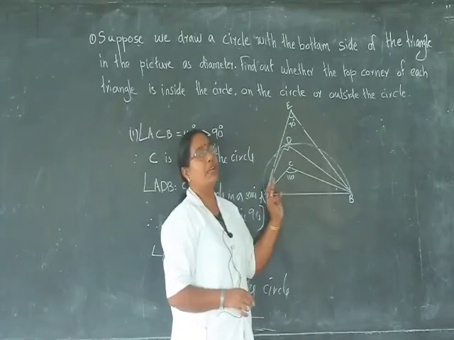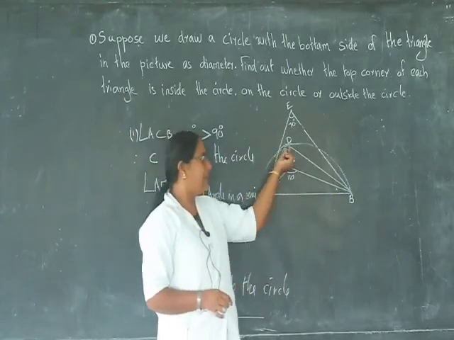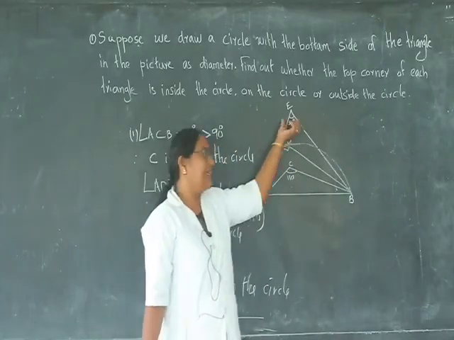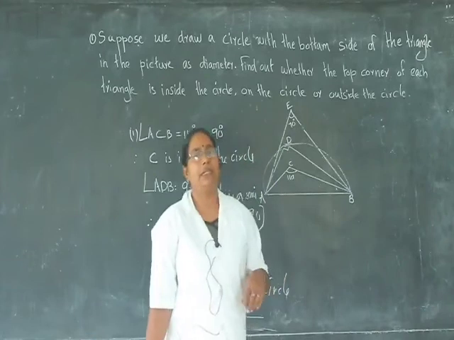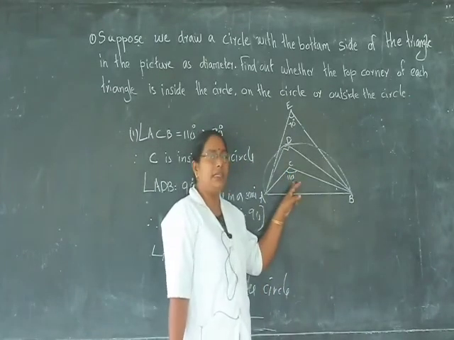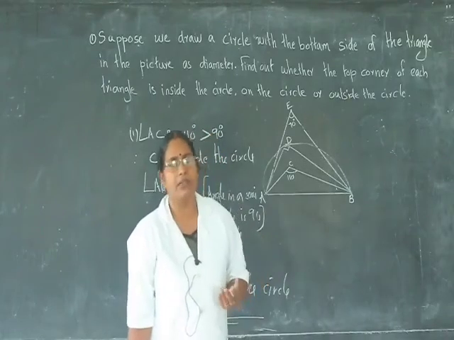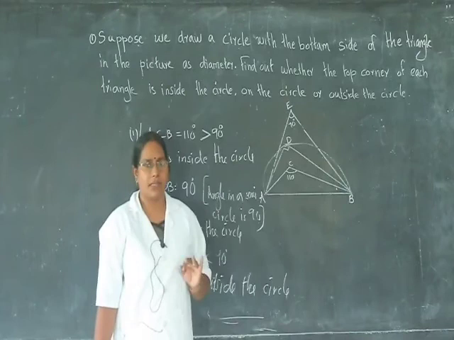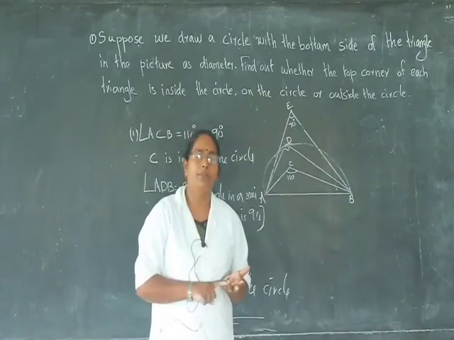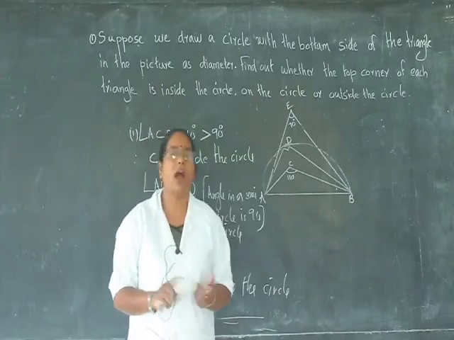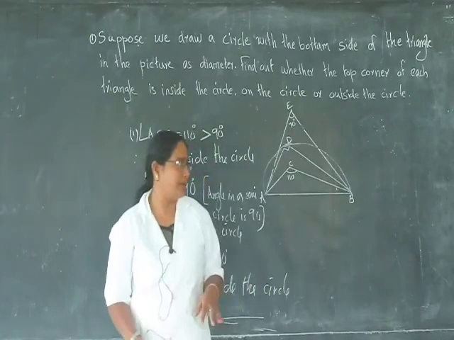Only look at the measures. If the measure is 90, you write on the circle. Less than 90, you write outside the circle. See, 110 degrees is more than 90, therefore it is inside. Only using those three steps. 90 degrees, on the circle. More than 90, inside. Less than 90, outside. These are the important points.